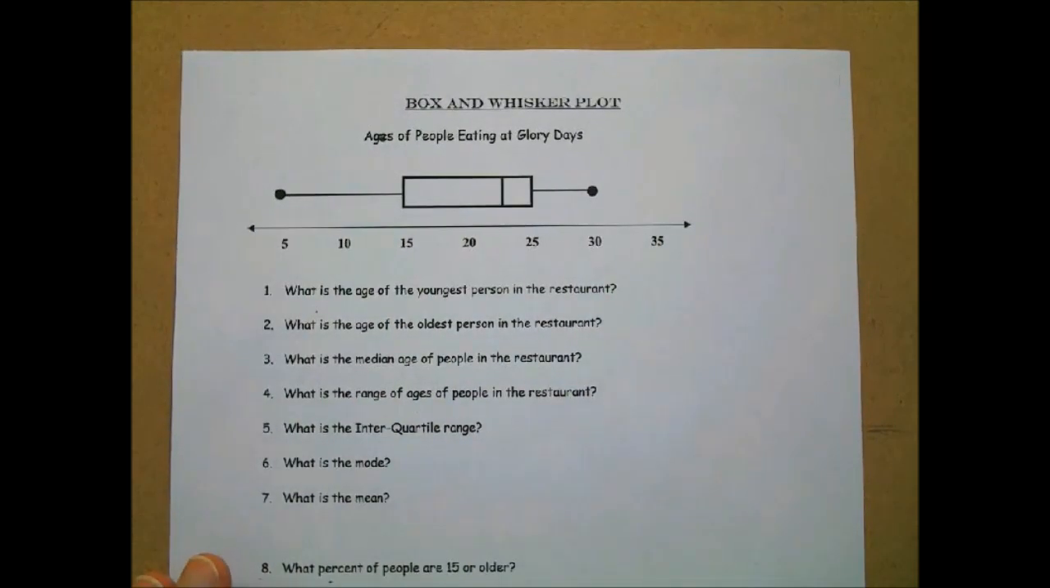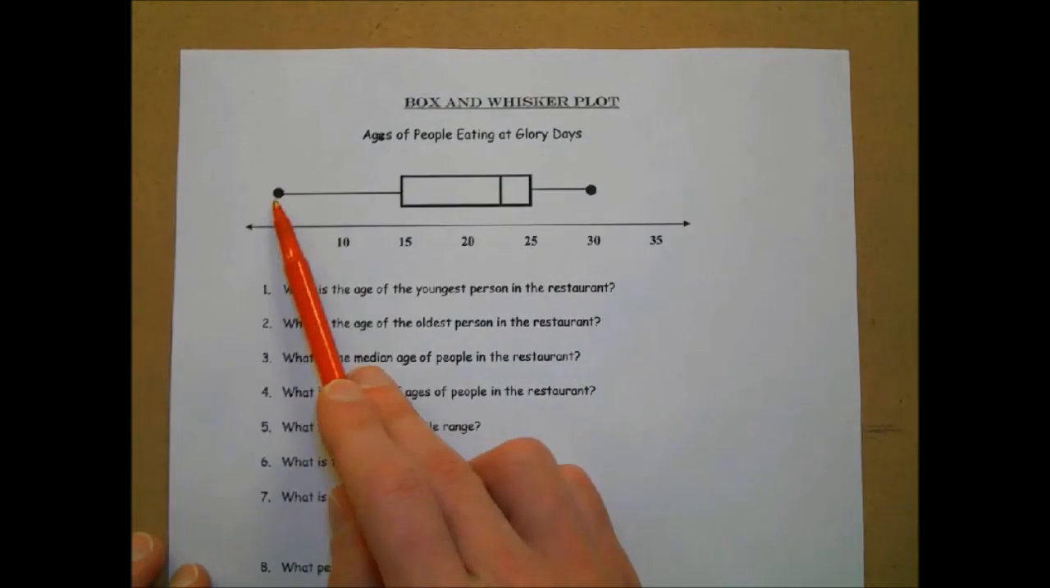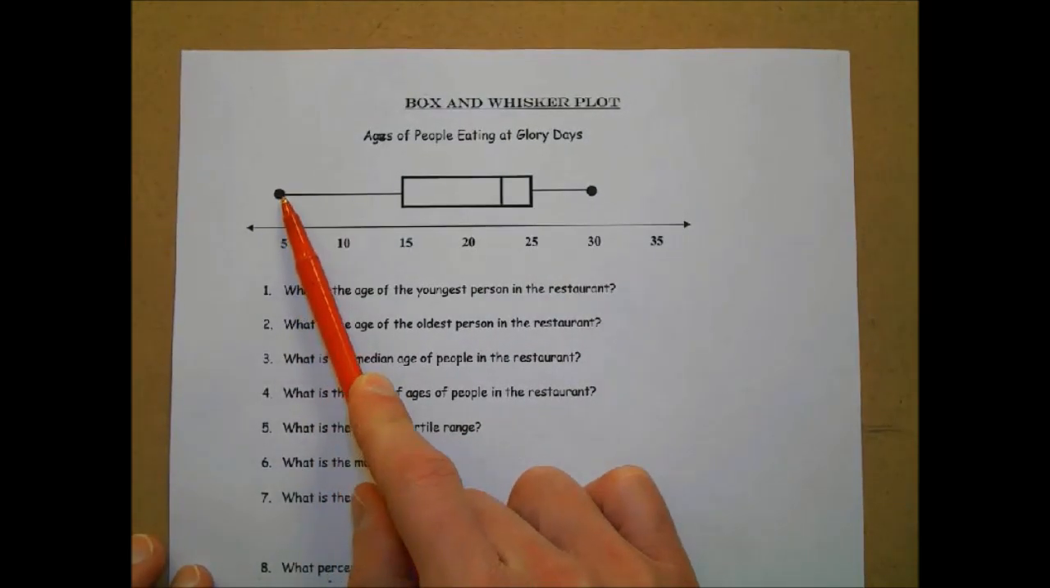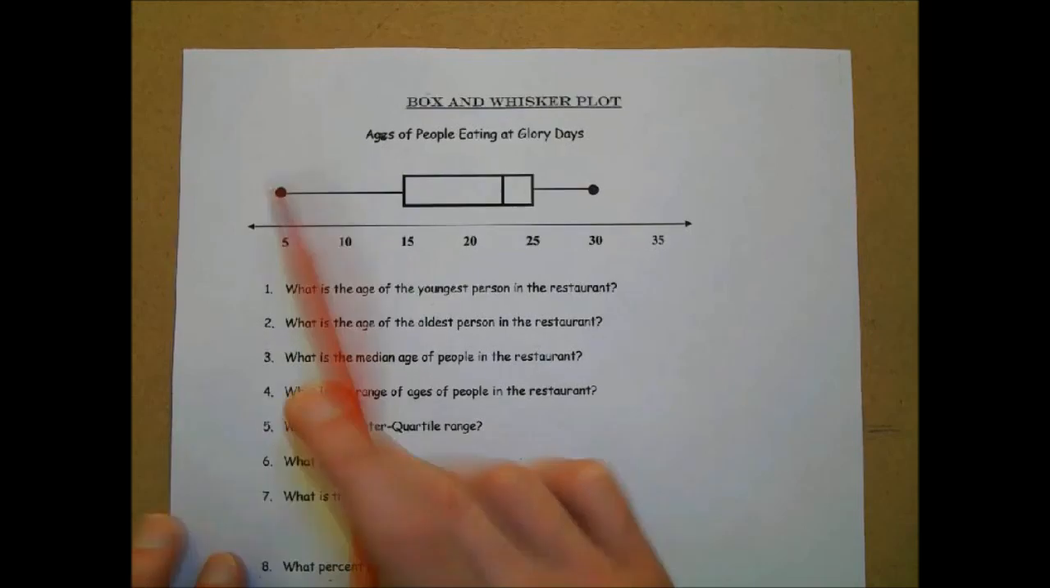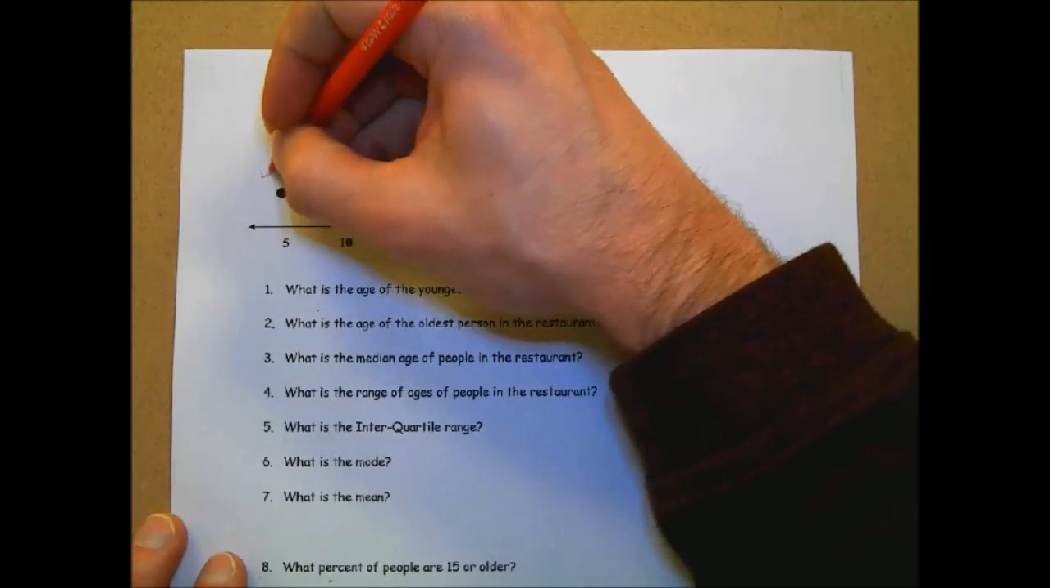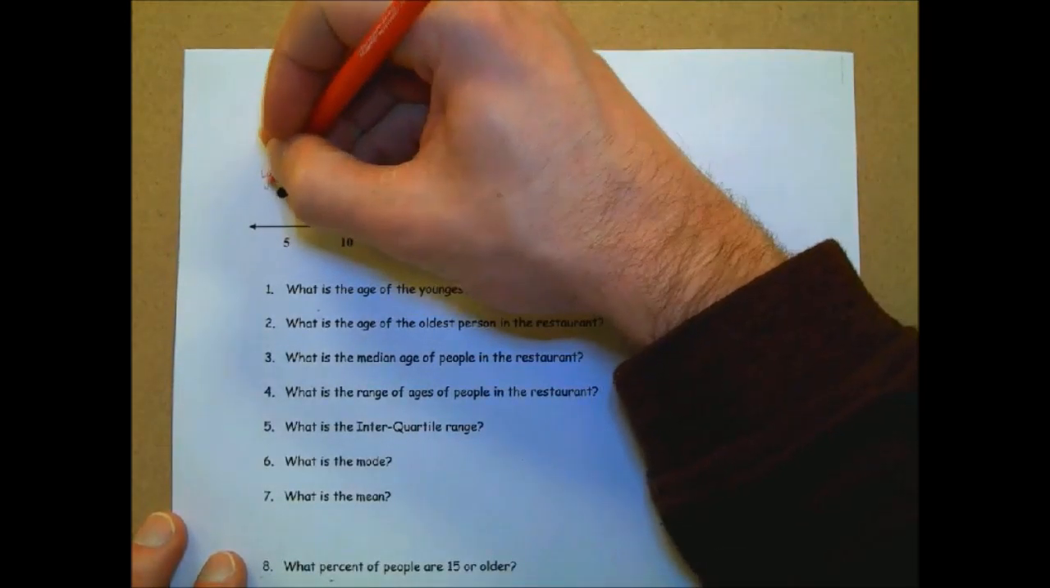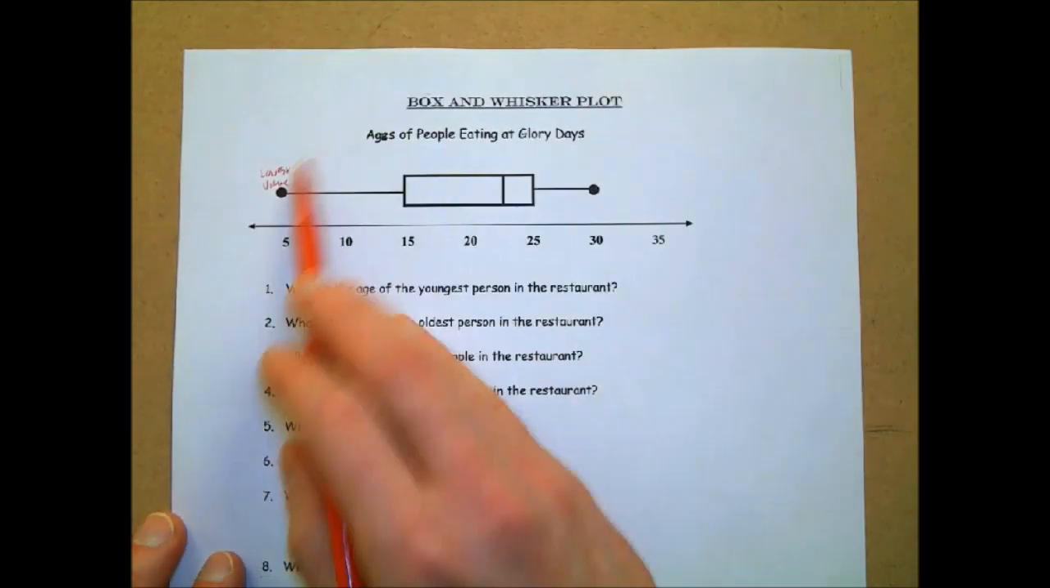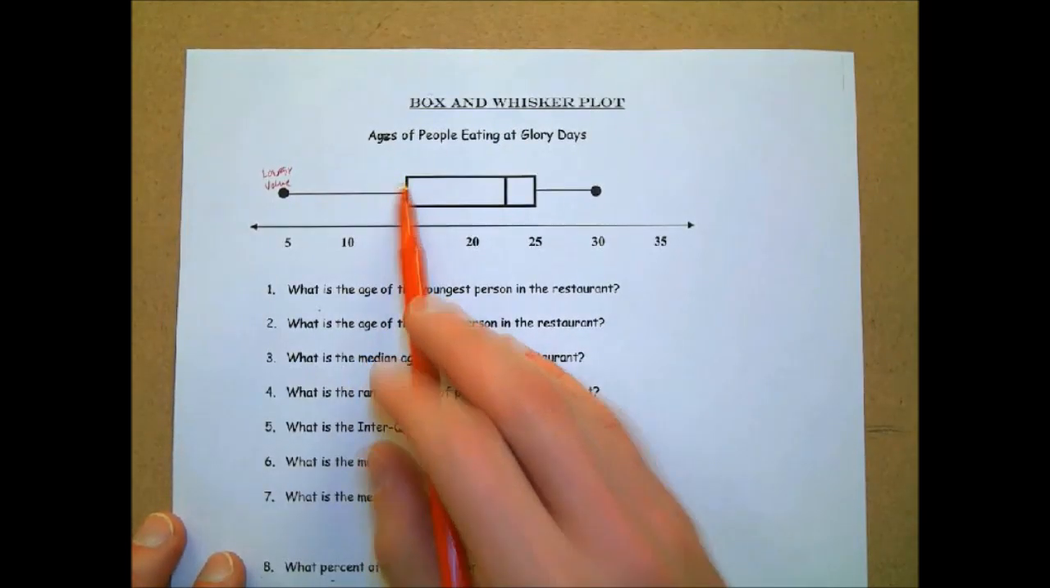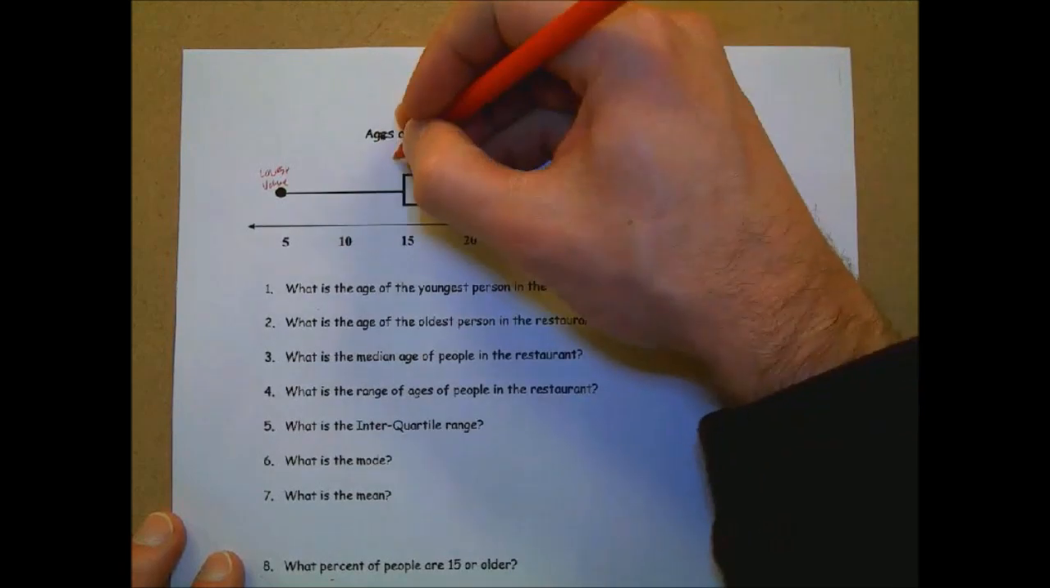Okay, remember that this dot represents the what? The smallest value, okay, lowest value. The lower quartile would actually be right here, okay? So what does this bar mean? It's Q1, right, or the lower quartile.